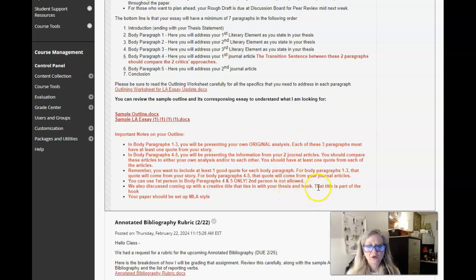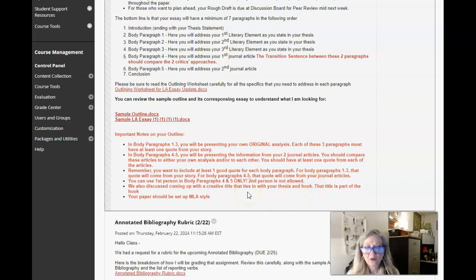You can use first person in body paragraphs 4 and 5 only, not in body paragraphs 1, 2, and 3. That must be in third person. First person can only be used in body paragraphs 4 and 5. You cannot use second person at all.